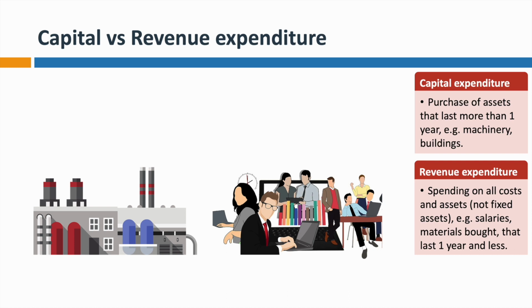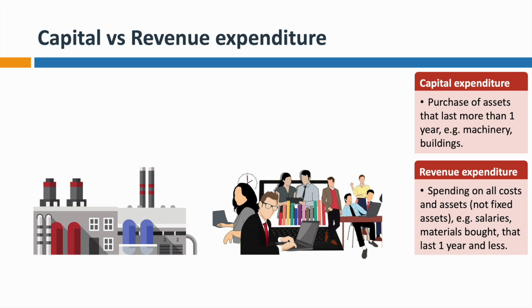Just to recap, capital expenditure is defined as purchase of assets that last more than 1 year, for example, machinery and buildings. So here we're looking at some long-term assets or long-term uses of money, of our capital. And when we're looking at revenue expenditure, this is spending on all costs and assets, for example, salaries, materials bought, and these can last 1 year and less. So here we would be looking at capital that is tied up for a shorter period of time, for a period of time of 1 year and maybe less.